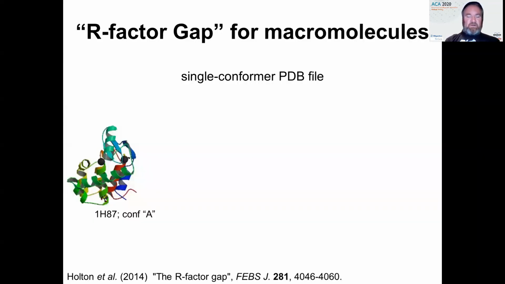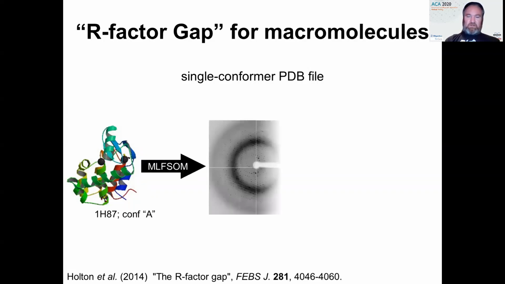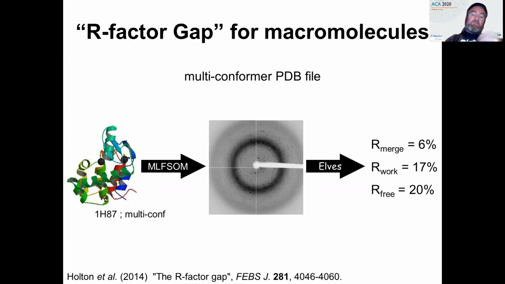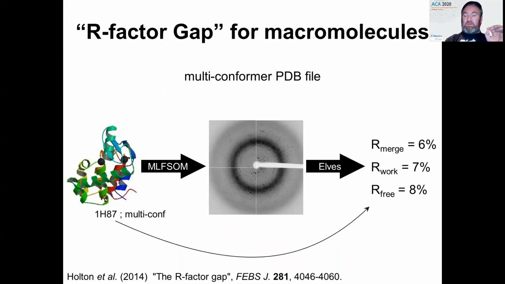But one of the most interesting things I found with MLFSOM was that if I simulate some data and process it with ELVES, I get R merges that are perfectly normal, but the R work and the R free are way too low. They're down at single molecule or small molecule levels. But if I simulate a multi-conformer model, which is harder for automated building to construct, then I get realistic R work and R free. So that implies maybe something's wrong with ELVES. But if I short circuit it and take that starting model, the right answer, and drop it into refinement, I then again get these same R work and R free.